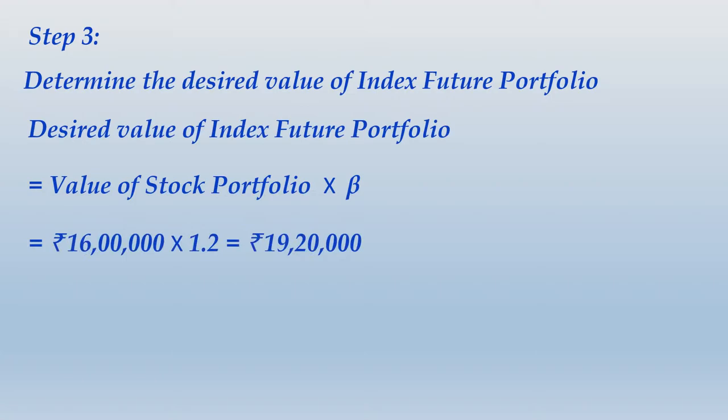Determine the desired value of index future portfolio. The desired value of index future portfolio will be the value of your stock portfolio, that is 16 lakhs multiplied by beta, that is 1.2. It will give you 19,20,000. This is the desired value of your Nifty futures contract. Please do the needful, take the screenshot.